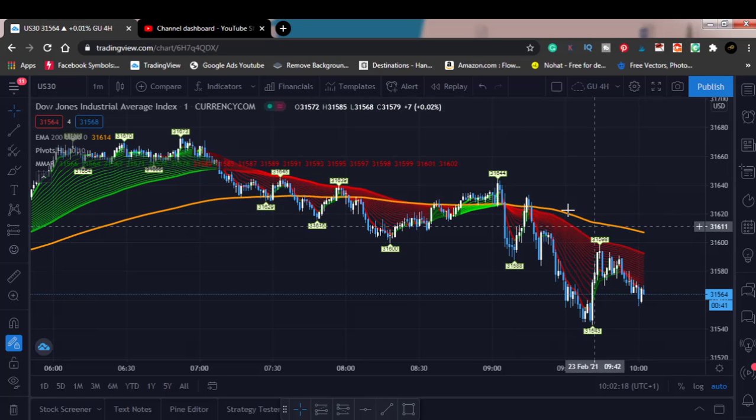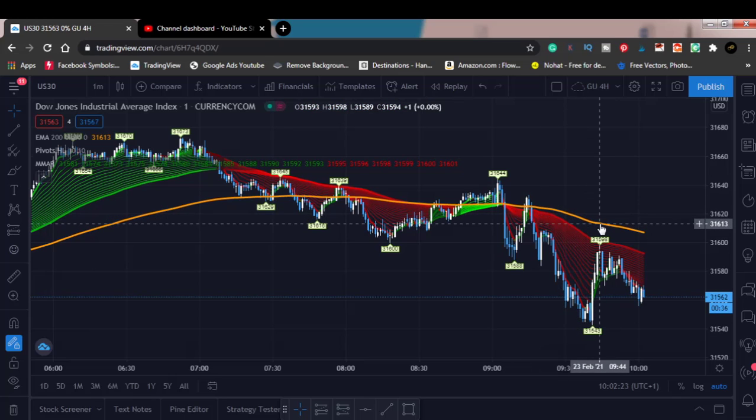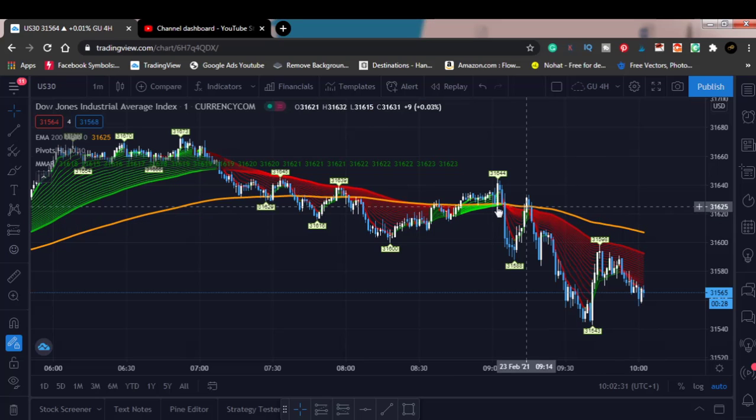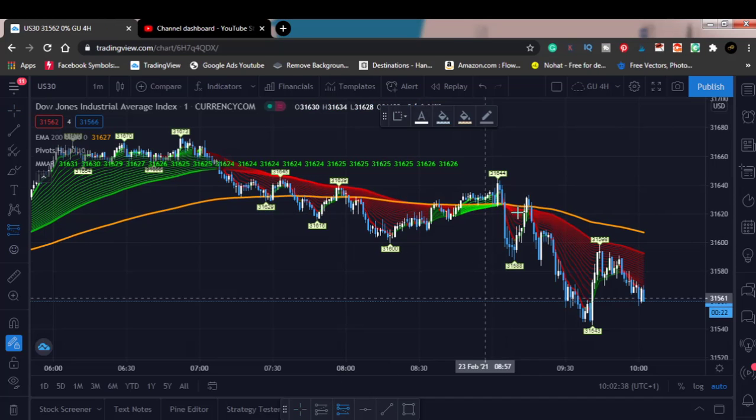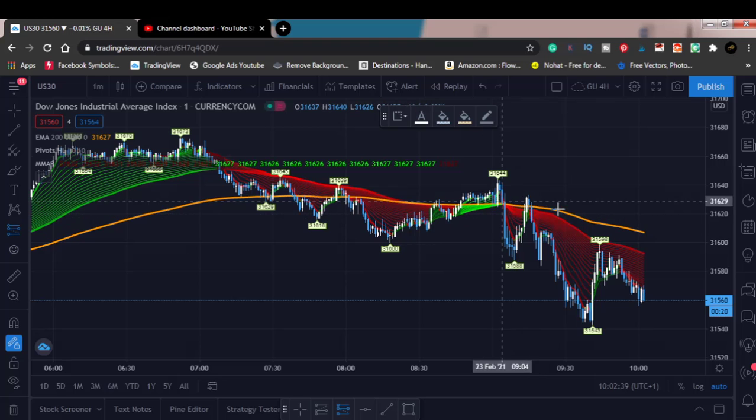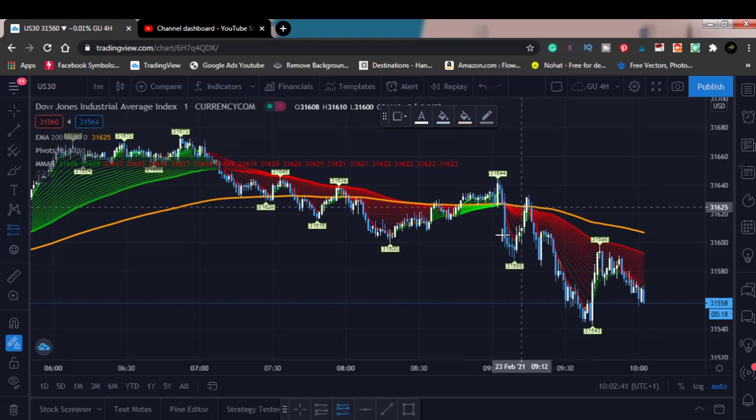Remember, we have to trade with the trend, so we are going to be using our 200 moving average to determine the trend, if it's going to be an uptrend or downtrend. So that's what we are going to be doing right about now. This would have been one of the trades. For a sell, because it's a red cloud, the moving average is above the price, so we would have entered here.